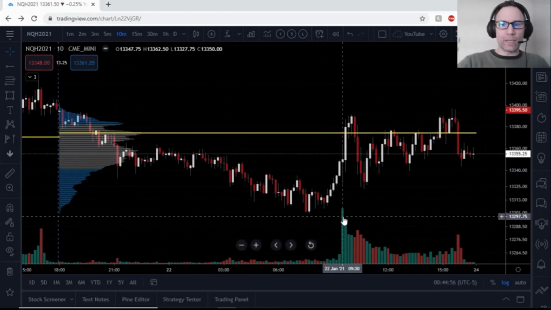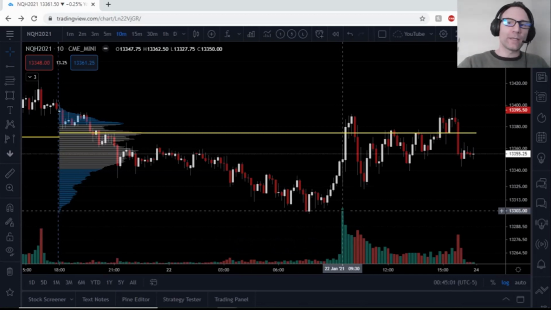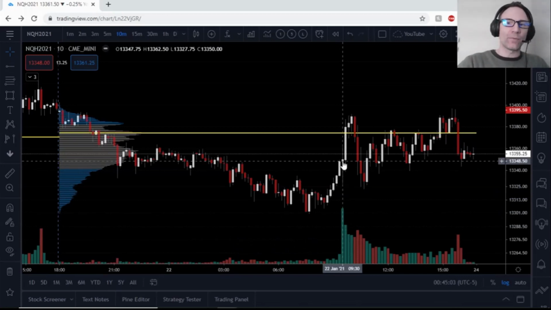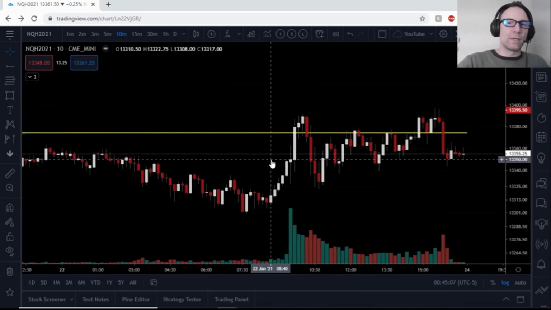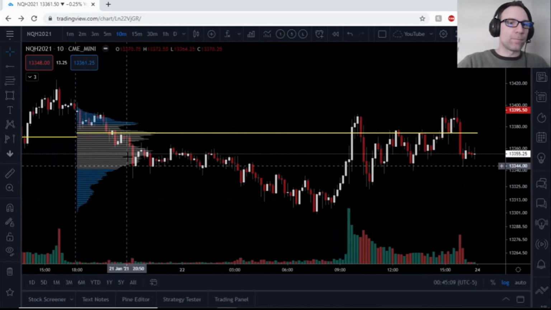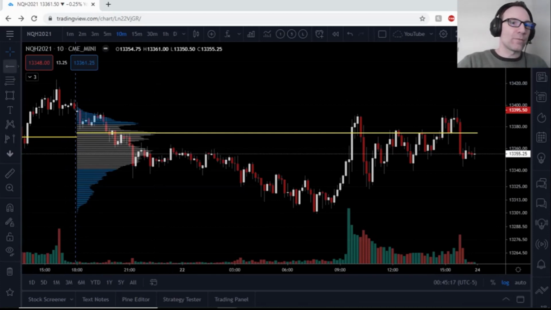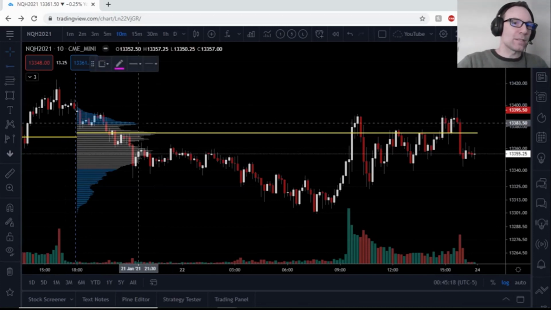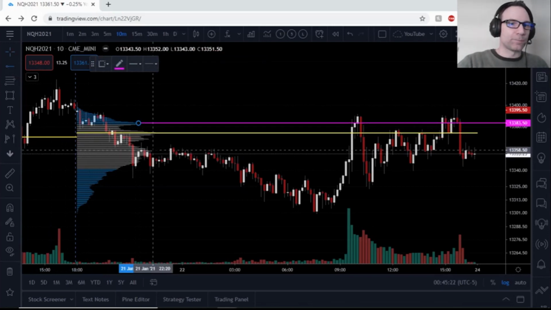Volume here tracks the number of contracts traded for this particular time frame, and in this case we're using a 10-minute chart, where volume profile tracks the number of contracts, or the amount of contracts traded at a particular price level. So we can see here we have a lot of contracts traded at this level, and we have a lot of contracts traded at this level.